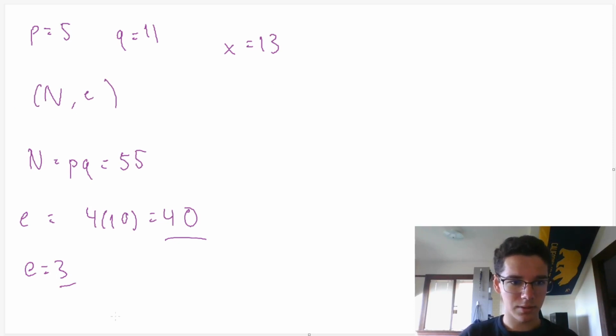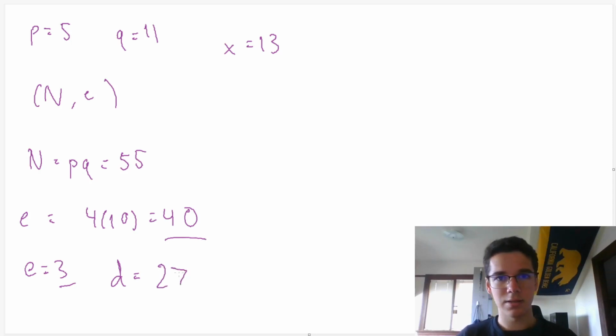Actually, really quick, so E is equal to 3, right? Something that we also have to have is D, which, if we remember, is the inverse of E mod P minus 1 times Q minus 1. And if we take 3, this value, and we take its inverse with respect to this, we'll find that it is equal to 27. This makes sense because if you multiply 3 by 27, you'll get 81, and 81 mod 40 is equal to 1. So hopefully you see that.